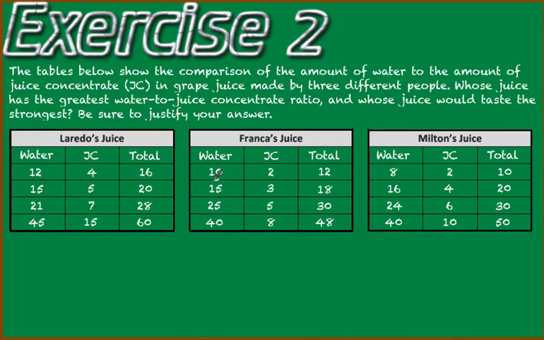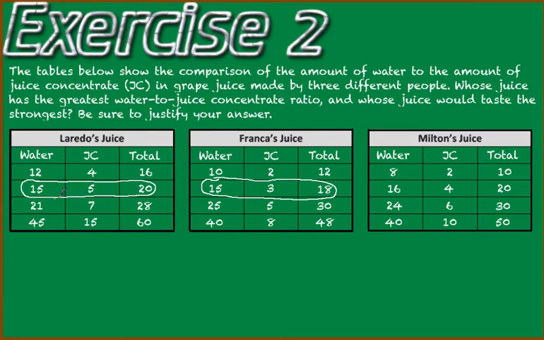With the 15 cups of water, Franca uses 3 cups of juice concentrate. With Laredo's, when he uses 15 cups of water, he only uses 5 cups of juice concentrate. So comparing these, since they both use the same amount of water, but Franca uses less juice concentrate, we can say that Franca's ratio of water to juice concentrate is bigger than Laredo's water to juice concentrate.